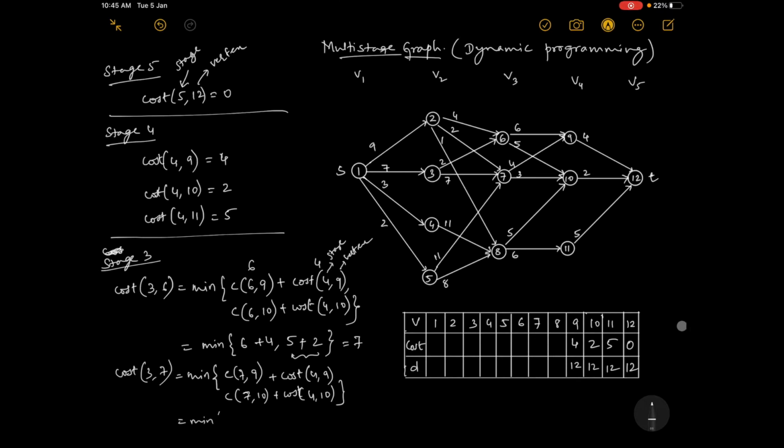So it is minimum of, what is the value? 7 comma 9 is 4 plus cost of 9 is 4, and C of 7 comma 10 is how much? 3 plus cost of 4 10, it is already there. Stage 4 10th element. Okay, 10th vertex, it is already there, which is 2. So which is minimum here? 5.